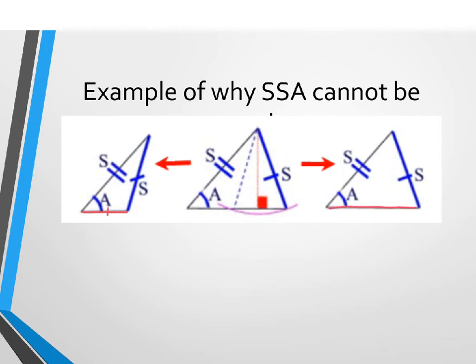Okay, so that is the reason why you're not going to be using those last two things as congruence postulates, because they do not show two triangles congruent to each other.